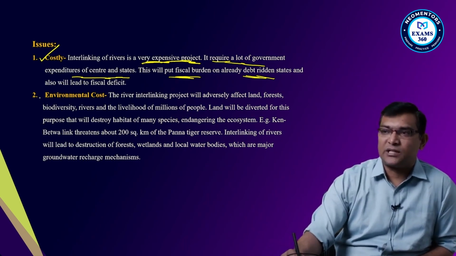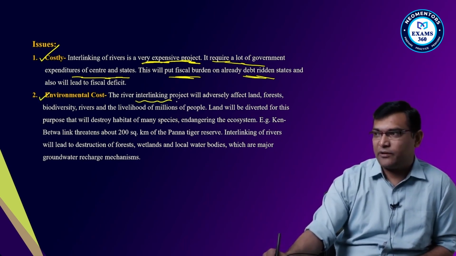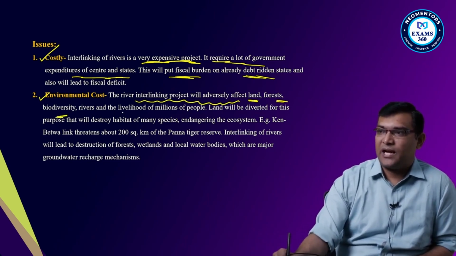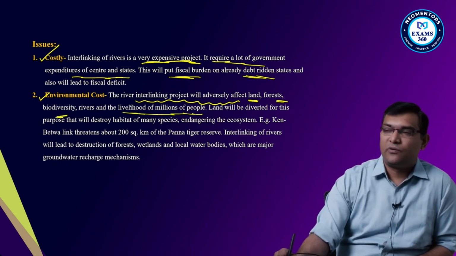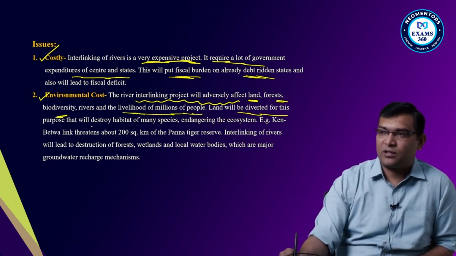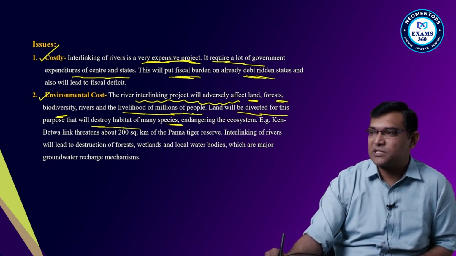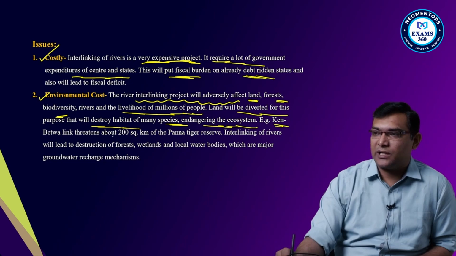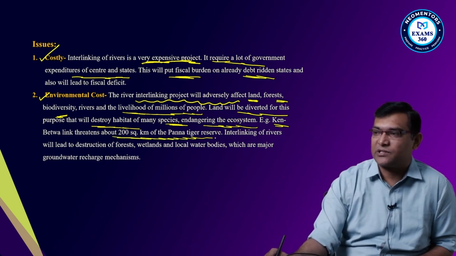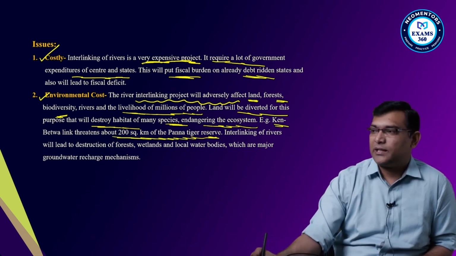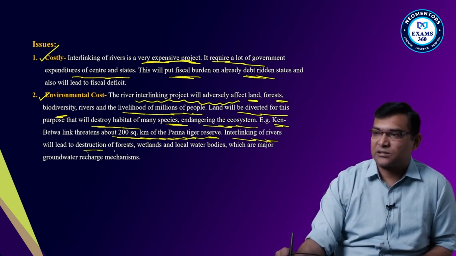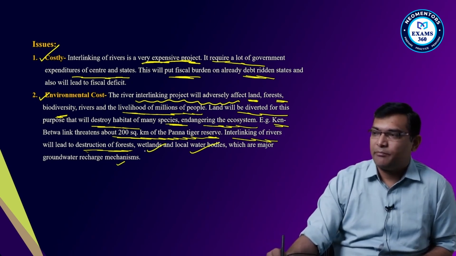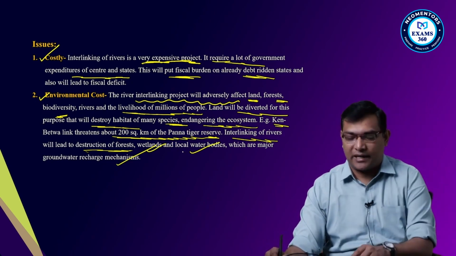And environmentally costly, with loss of biodiversity. The linking will adversely affect the land, forest, biodiversity, rivers and the livelihoods of millions of people. Land will be diverted for this purpose and the habitat of many species will be lost, endangering the ecosystem. For example, the Ken-Betwa linkage threatens 200 square kilometers of Panna Tiger Reserve. Yes or no? Then interlinking of the rivers will destroy forests, wetlands and local water bodies, which may damage major groundwater recharge mechanisms.